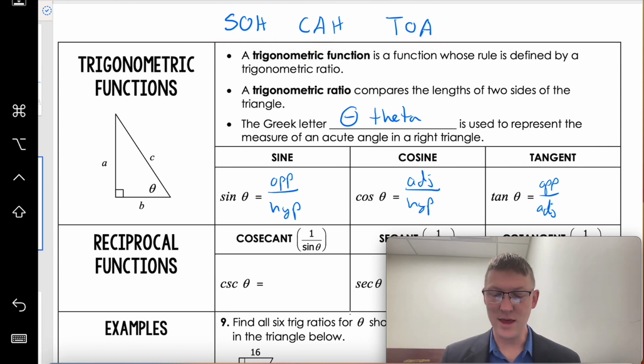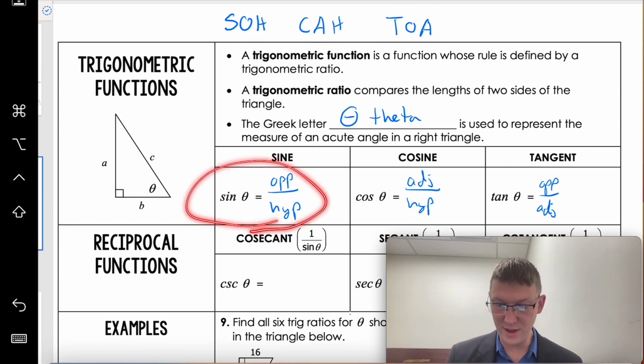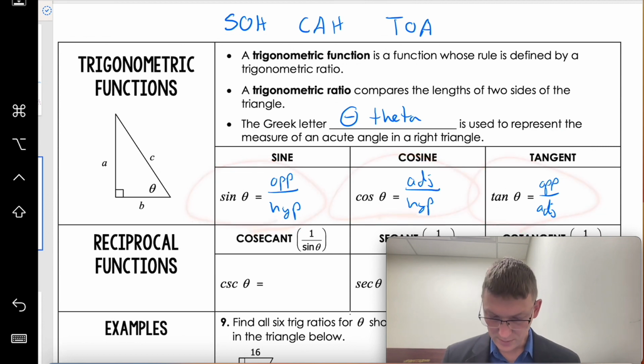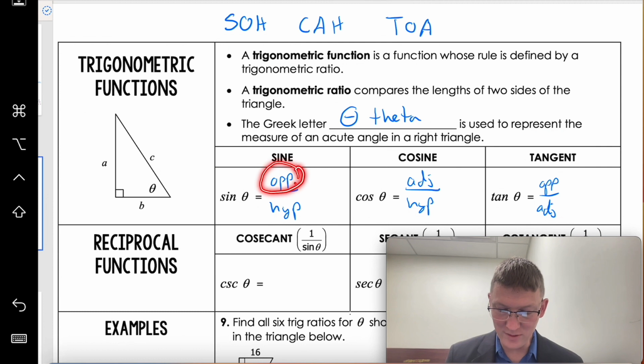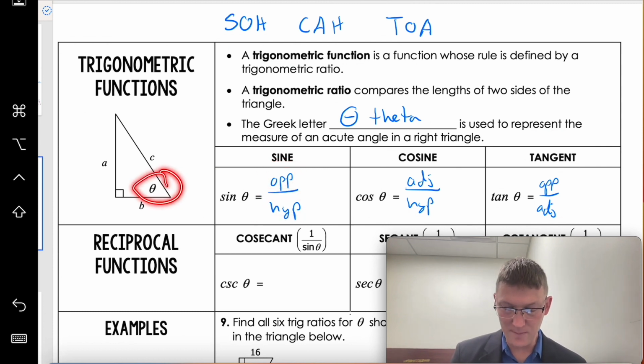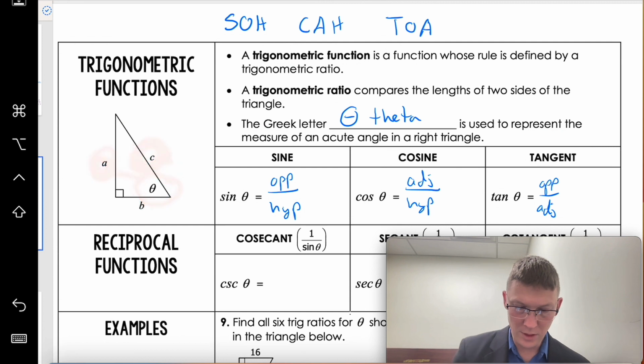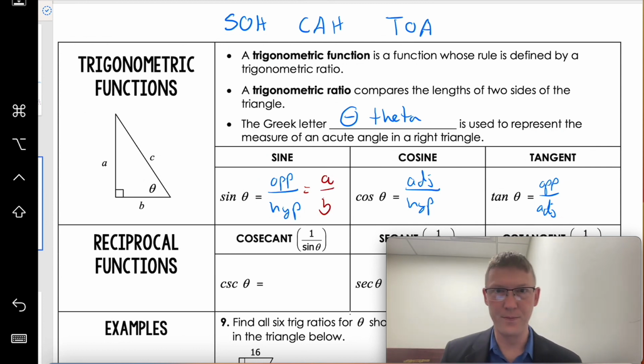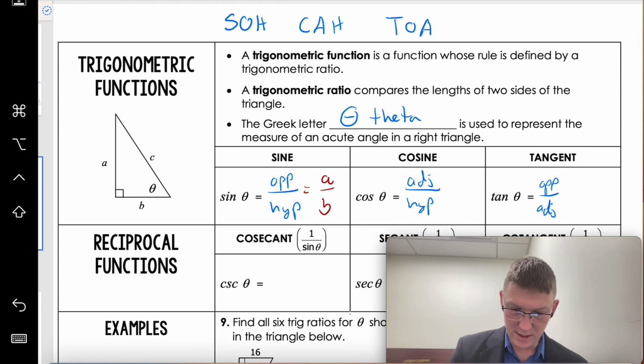SOHCAHTOA. And that is a way to remember all of these things. So our sine is defined as opposite over hypotenuse. So that means if we look at this theta, the sine of theta is going to be the opposite over hypotenuse. So we can also write, equals A over B. I'm sorry, A over C.